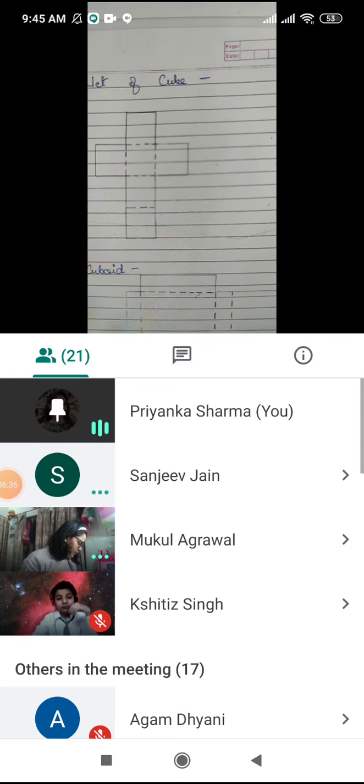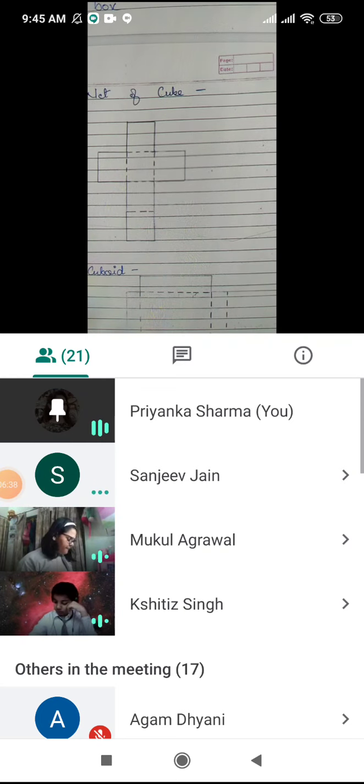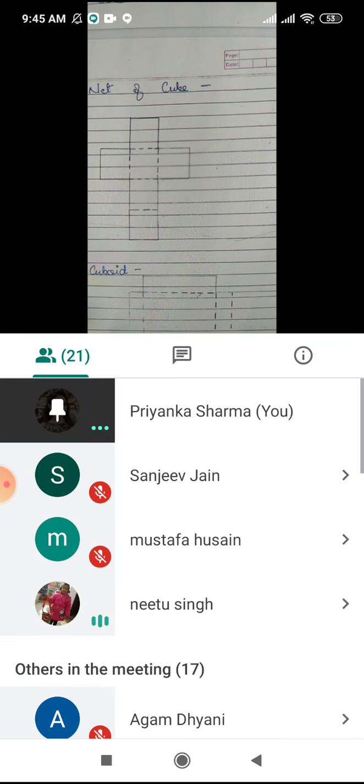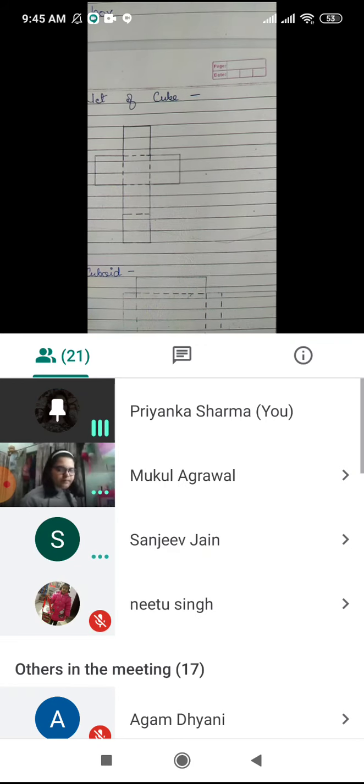Any other doubt in this exercise? Only these two questions you have to do. Okay. Cut the rest of the questions.